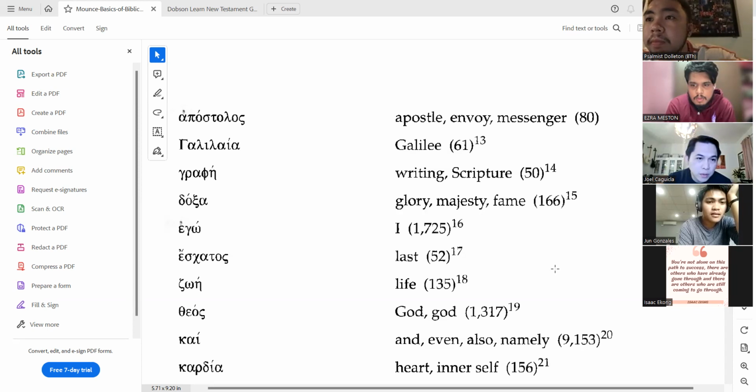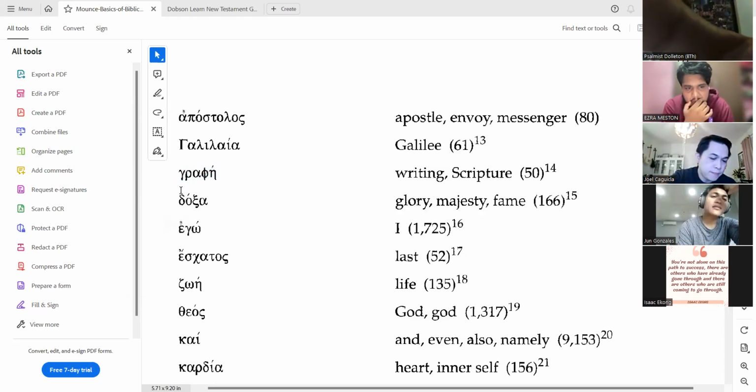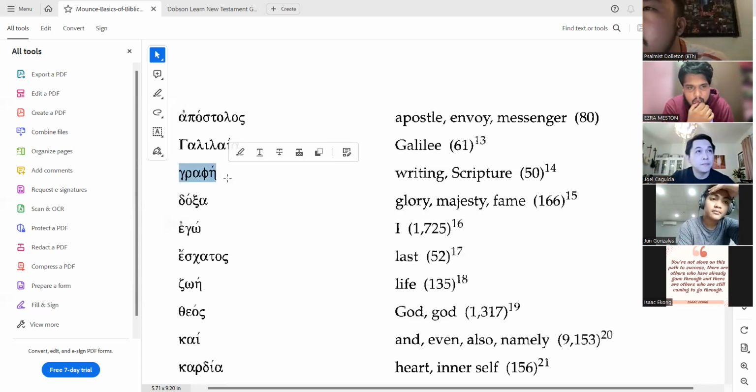Unmute. This one. To analyze the word, the first letters, Doxa. Psalmist, sorry, this one. Doxa. The highlighted letter is a gamma.